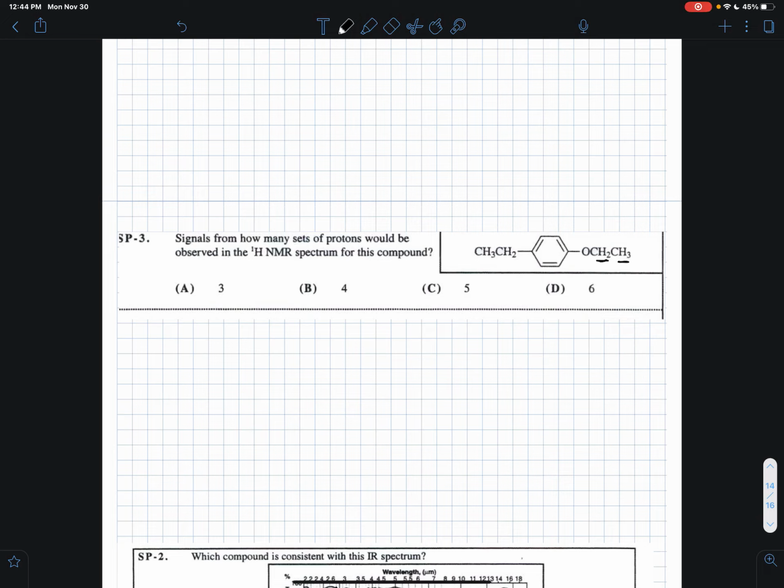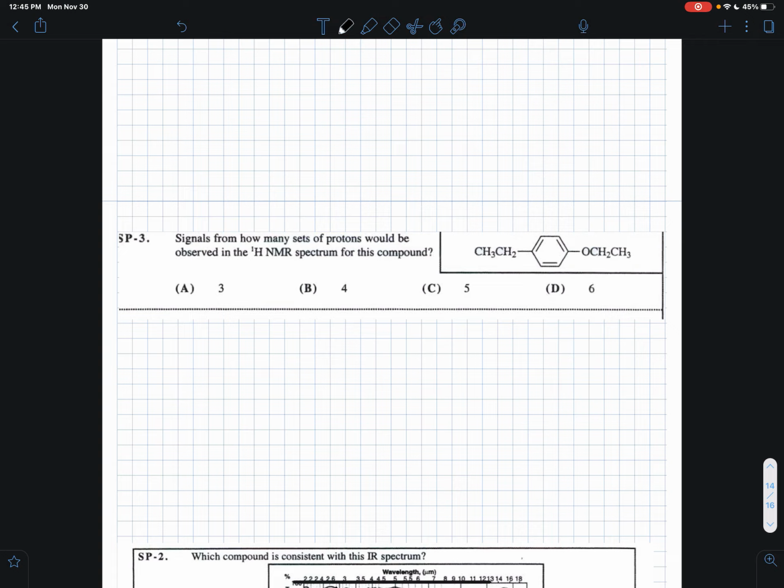Alright, so let's look at this problem. This problem is asking us how many sets of protons will be observed in the HNMR spectrum for this compound. When we ask this question, we're technically looking for how many unique hydrogens we can find. A common mistake I see in these types of questions is people will count the two hydrogens on those two carbons and the hydrogen on this carbon as being the same, but they're not actually the same. The reason is that this carbon that has the hydrogen is connected to an oxygen, but this carbon is connected to the benzene ring. So those four hydrogens connected to those carbons are actually all unique.